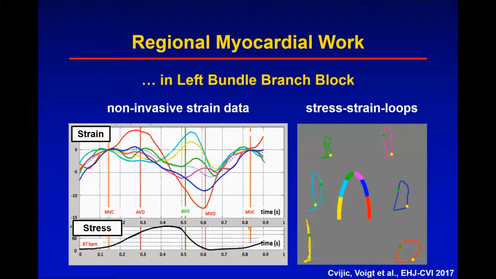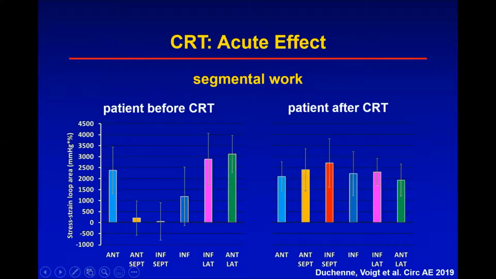What I show you here is non-invasive strain data from patients. So we just assume the pressure curve, but we still consider wall thickness and curvature. And what you see here is in the left bundle branch block, the figure of 8 in the septum and the big lateral curves. And in the patient before CRT, we see the same as in our sheet. We have this work distribution, which shows very little work in the septum and very high work in the lateral wall. And after CRT, so a week after the CRT implantation, this has changed completely.